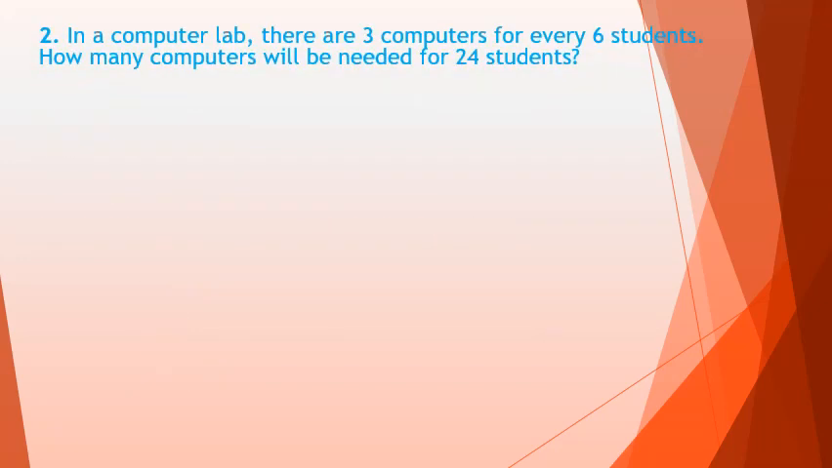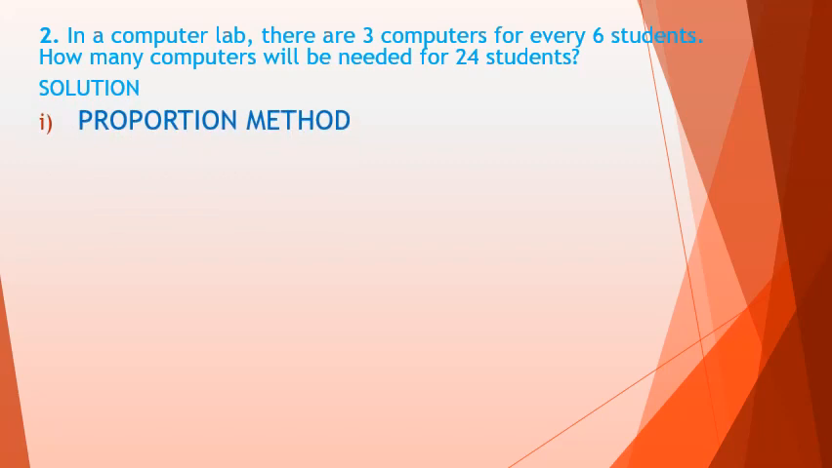Next, question number 2. In a computer lab, there are 3 computers for every 6 students. How many computers will be needed for 24 students? First, we can solve this by the ratio and proportion method. So, here it is given 3 computers for 6 students. Next, how many computers? We don't know the number of computers required.